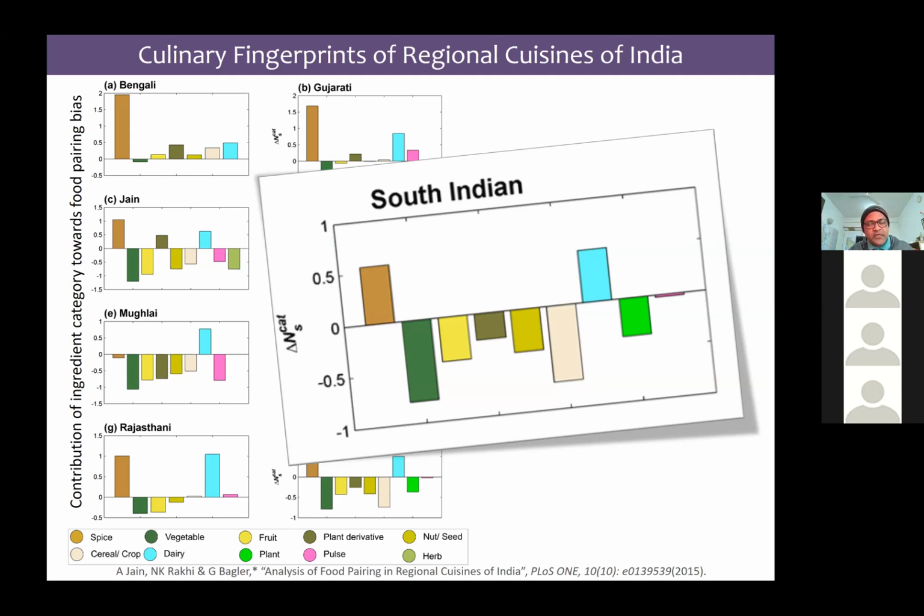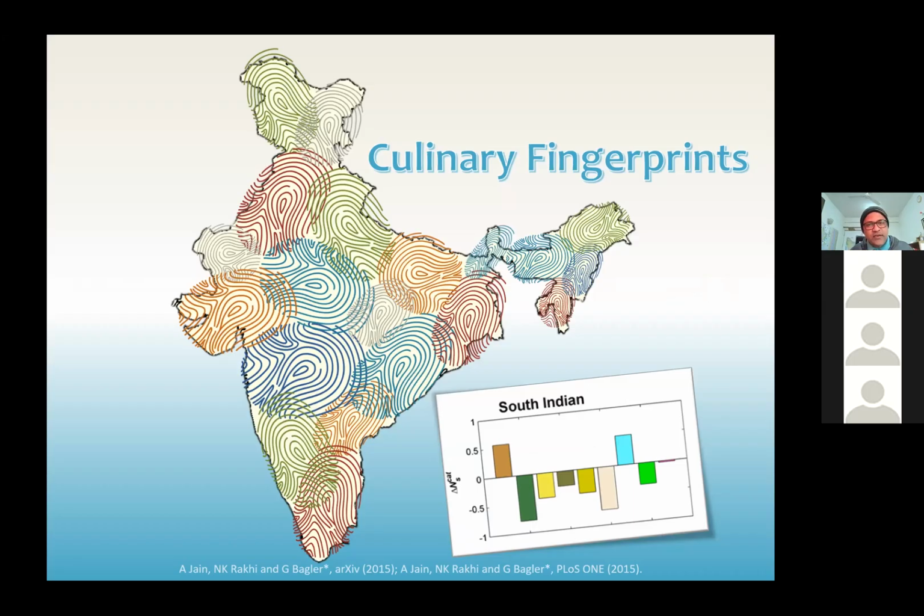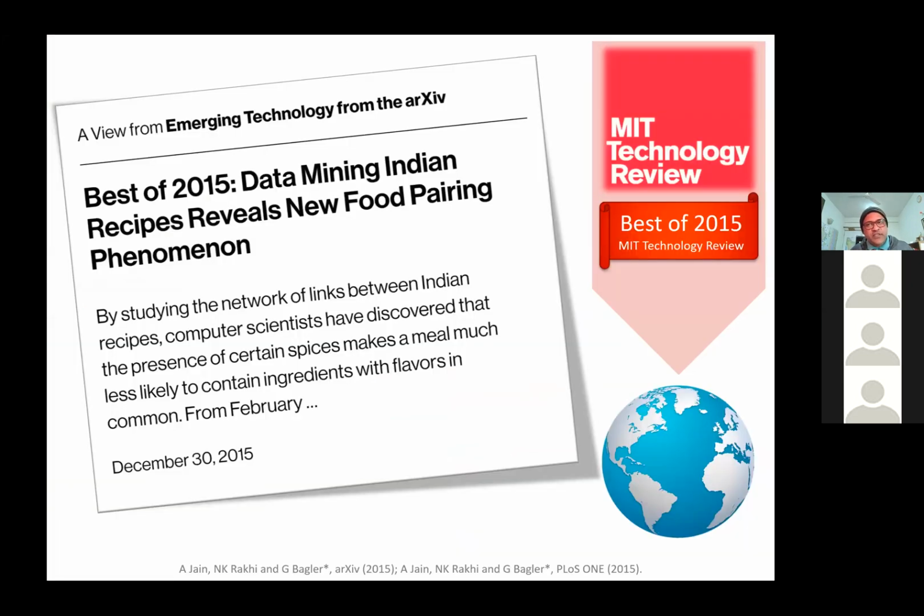So culinary fingerprints were identified, and this paper was published in PLOS ONE, where we showed culinary fingerprints of Indian cuisine to begin with in 2015. This particular research was highlighted as an emerging technology by none other than MIT Technology Review, and was touted as the best of 2015 by the end of the year. So by December 2015, exactly 6 years back, we were trending as best of 2015.